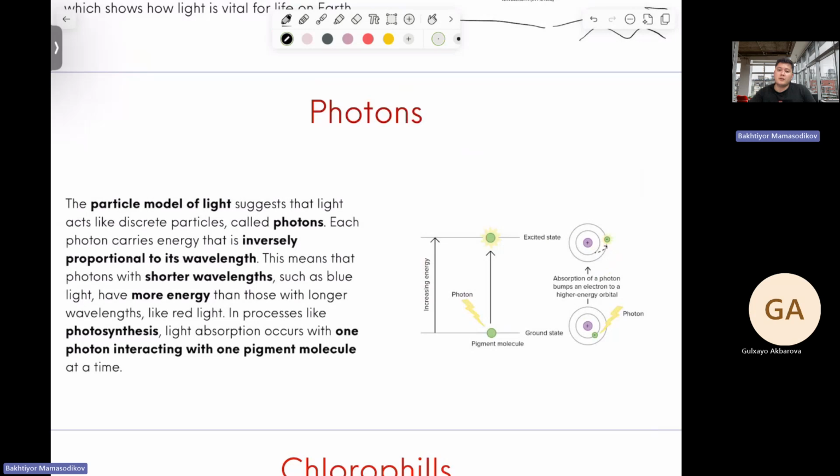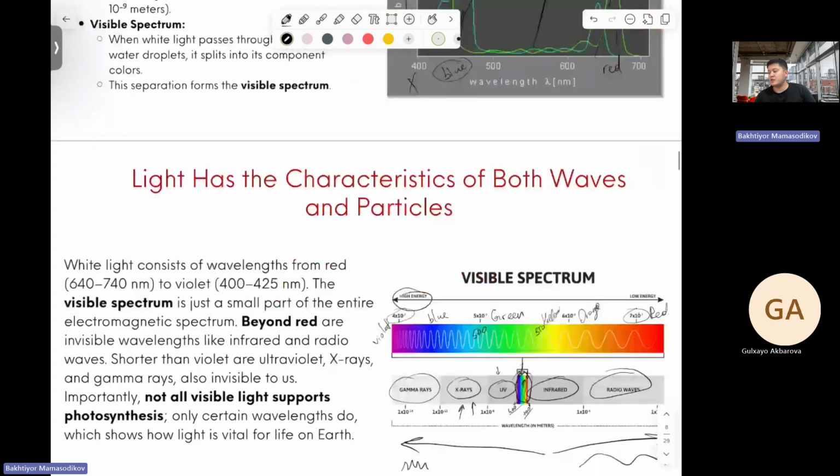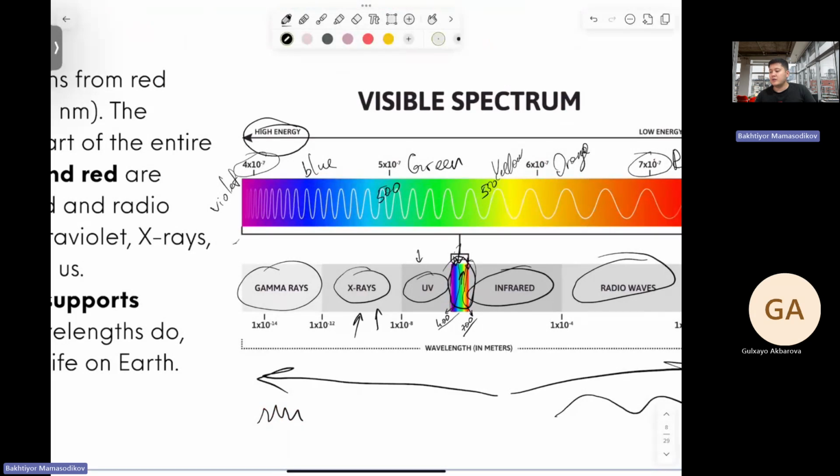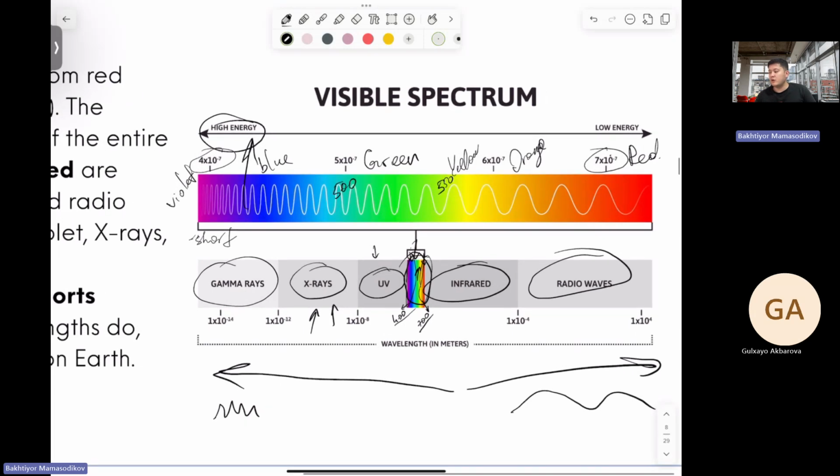The photons, you know about the photons. The photon is a tiny particle of light, a packet of energy, okay? It has no mass, but it carries energy and travels as both a wave and a particle, okay? So the shorter the wavelength, the higher the energy. As you can see here, the wavelength is short, but the energy is high. Here, the longer the wavelength, the lower the energy.